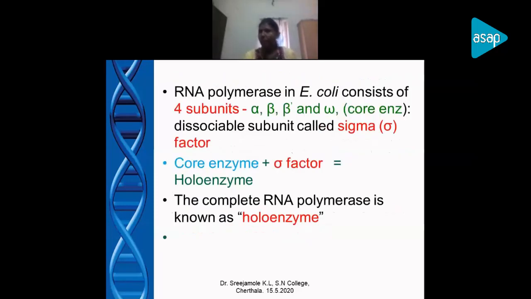coli, a multi-subunit enzyme consisting of different subunits named alpha, beta, beta dash, and omega. All these 4 subunits together are known as the core enzyme. There is another, dissociable subunit, which we call the sigma factor. The core enzyme plus the sigma factor is known as the holo enzyme. So the holo enzyme is the complete RNA polymerase enzyme.